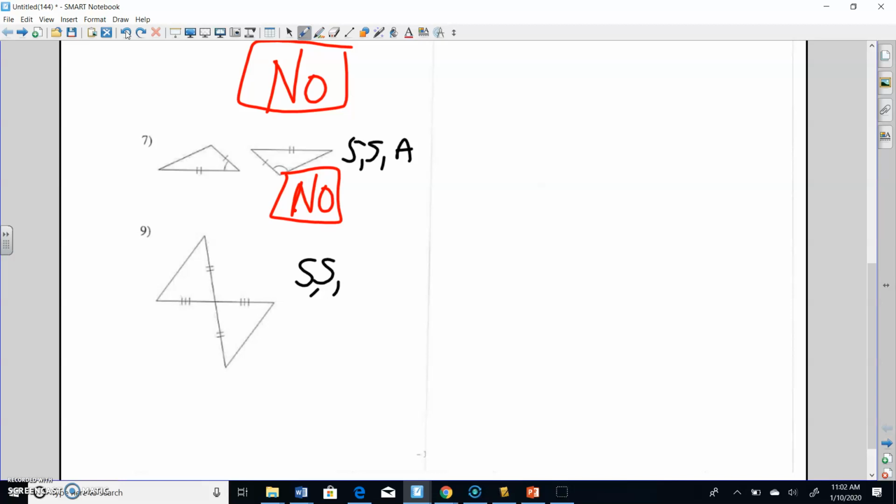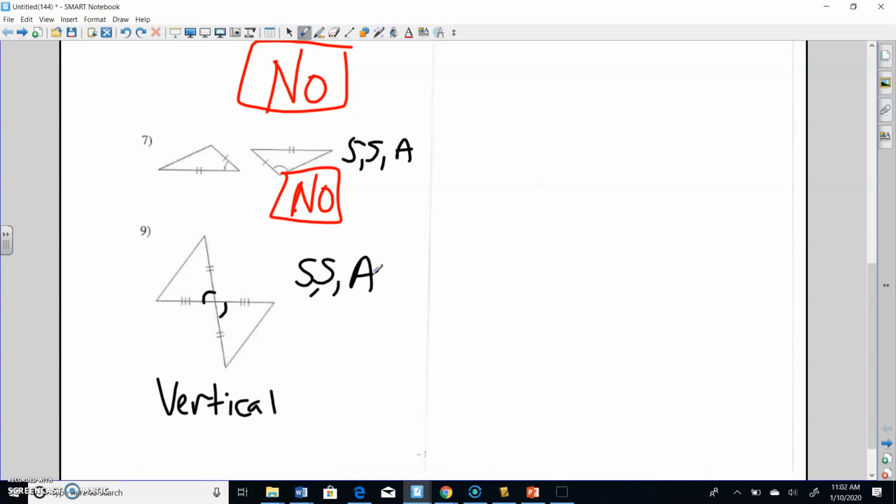Okay, what angle is congruent? The vertical angles. So we can say that this angle is equal to that angle. Let's write vertical. That's how we know that those two angles are equal. So that gives us a pair of angles. So we don't want side, side, angle. We want side, angle, side in order to say they're congruent.